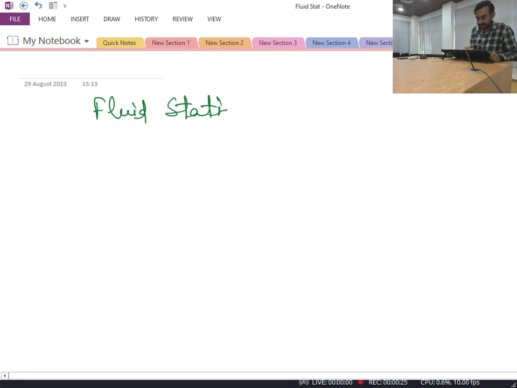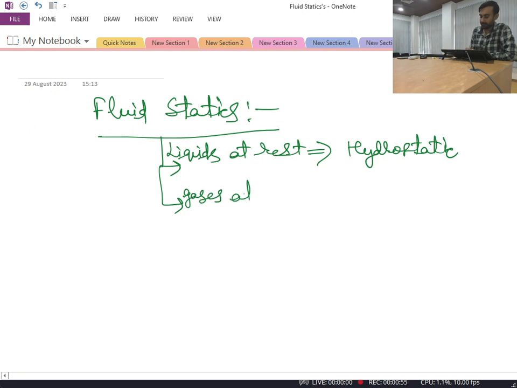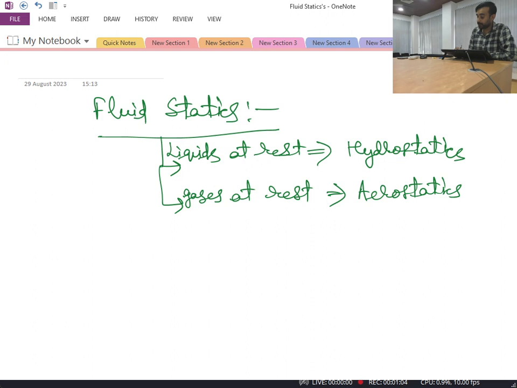Fluid statics is nothing but whenever we talk about the fluid medium at rest, then we call this branch of fluid mechanics fluid statics. Particularly when we deal with liquids at rest, we call this branch hydrostatics. And when we deal with gases at rest, we call this aerostatics. So this is the categorization depending upon the type of fluid which we are using.